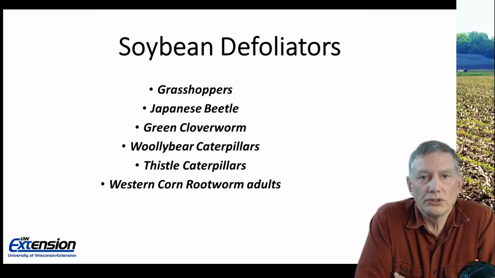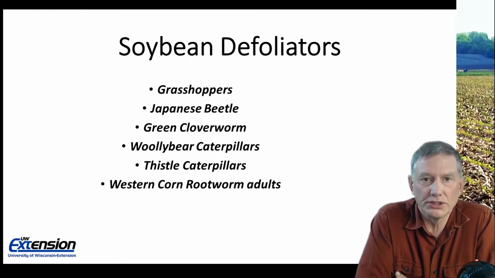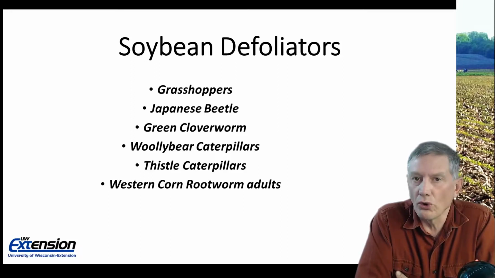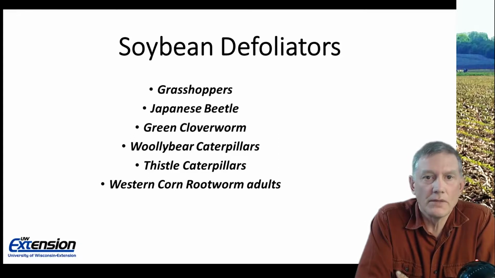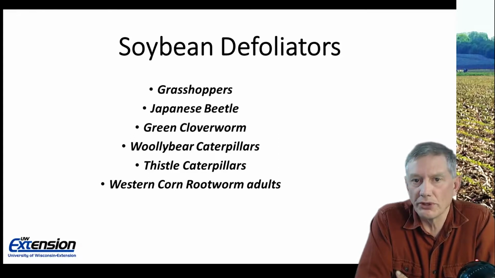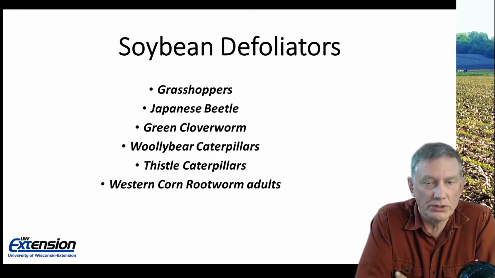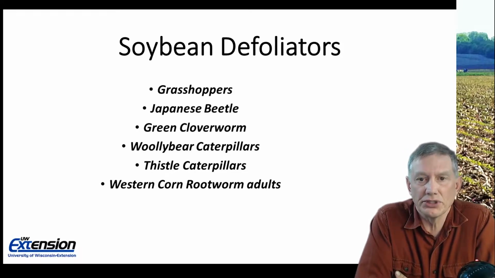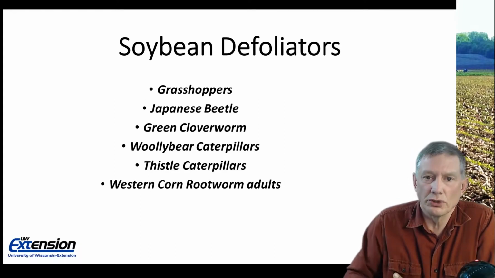There are several soybean defoliators that we can run into in the course of a growing season. That can include grasshoppers, especially in dry years, or the year after a dry year, Japanese beetles, green clover worms, woolly bear caterpillars, several different species, thistle caterpillars, which is the immature stage of the painted lady butterfly, and also western corn rootworms can feed on soybean leaves as well.